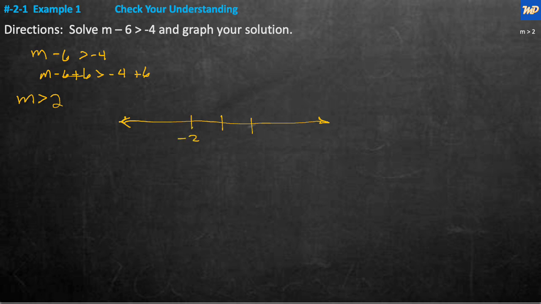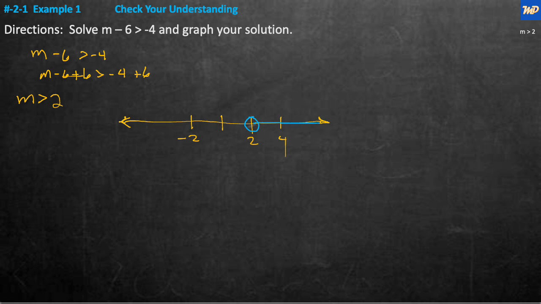Here's negative 2, here's 2, and here's 4. How's that? It says m is greater than 2. So that means I'm going to change colors. Let's change it to blue. So it's not including the blue 2, but it's everything greater than.